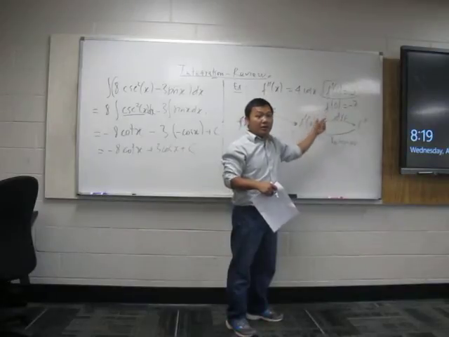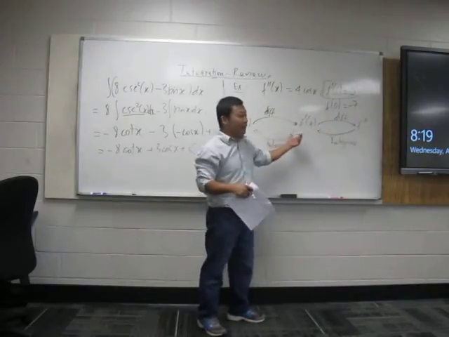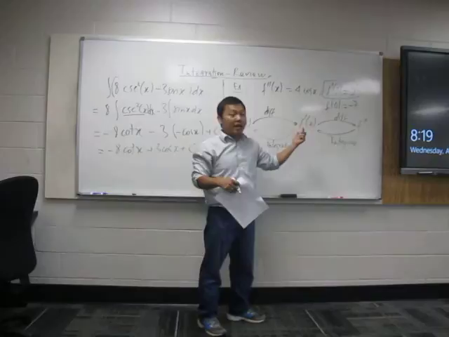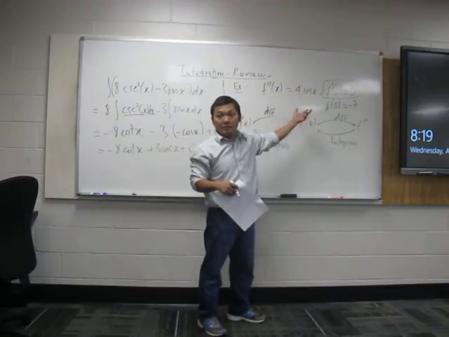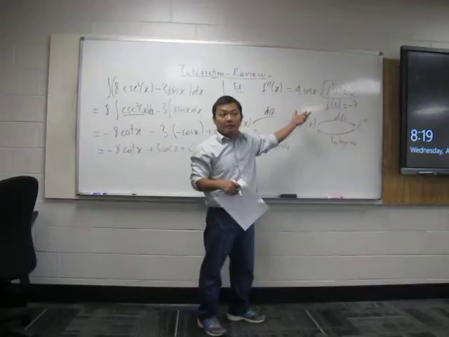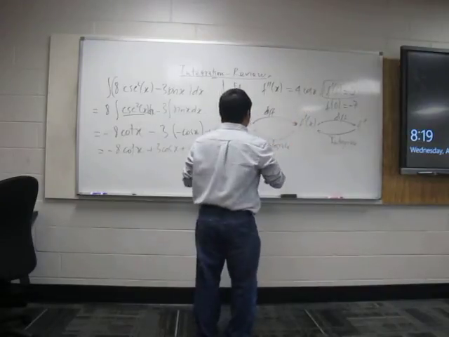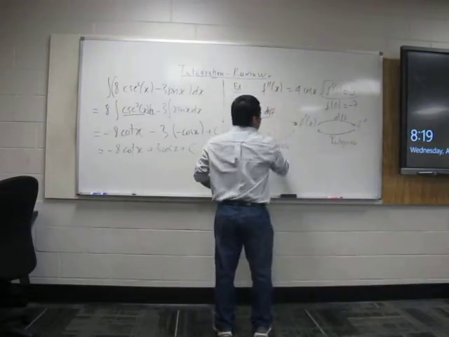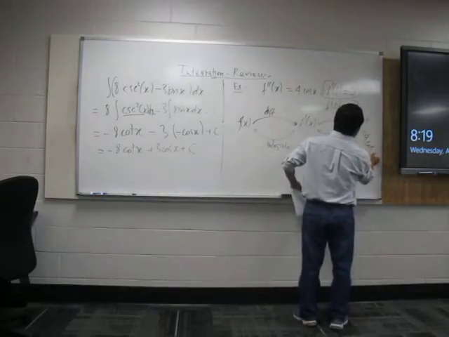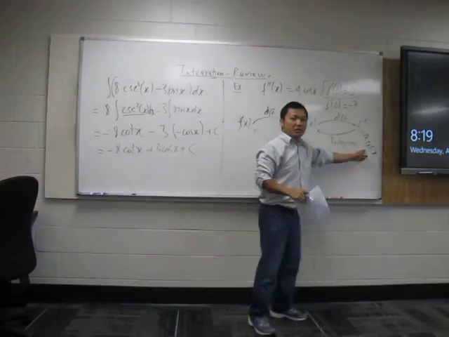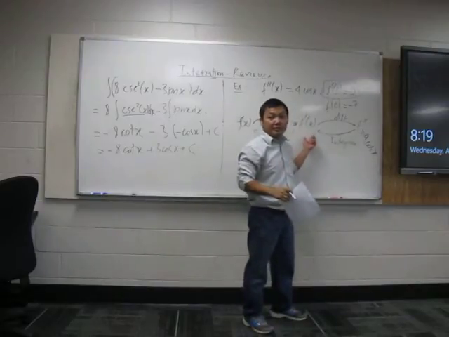Get it? So in order to solve this problem, you have to integrate twice, right? And you have to plug the initial condition twice. Agree? Okay, let's do that. Now I have the second derivative. That is 4 cosine of x. So let's integrate 4 cosine of x to get the first derivative.